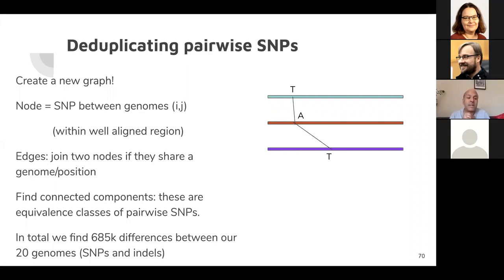When you do that, you find some edge cases which we throw out because we want high quality SNPs, and you end up with 685,000 differences between our 20 genomes. That's a lot, because we're basically comparing the whole thing.